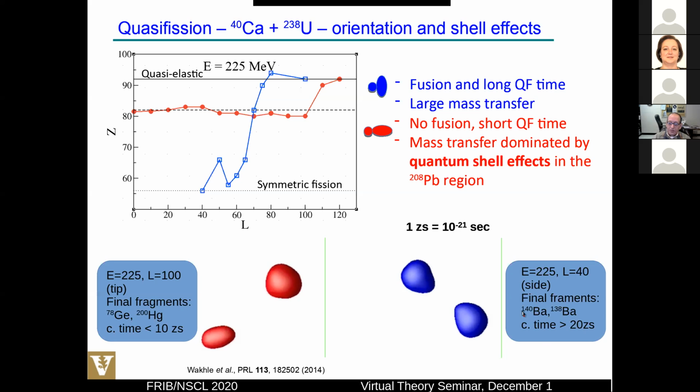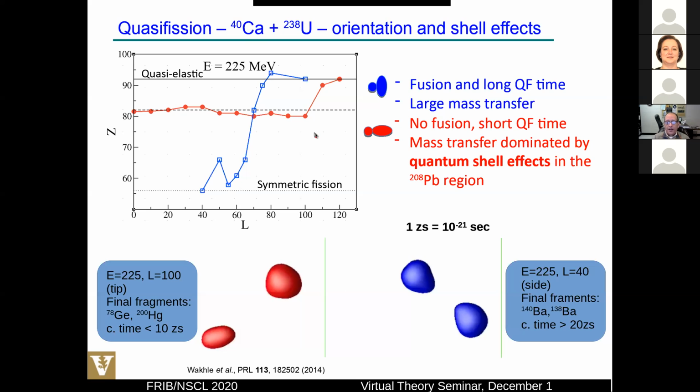Normally it's very rare to see that in TDHF, that the system actually breaks up into two equal fragments, symmetric fission, symmetric quasi-fission, actually. So what's plotted here is the charge of the heavy fragment versus the initial orbital angular momentum. So we see that for the side orientation, you have a region where you actually have fusion, and beyond L equals 40, you have a large mass transfer and long quasi-fission times. And then afterwards, it rapidly goes up towards the quasi-elastic regime.